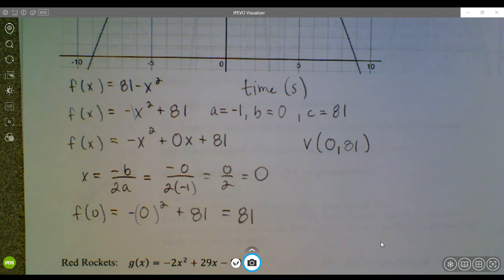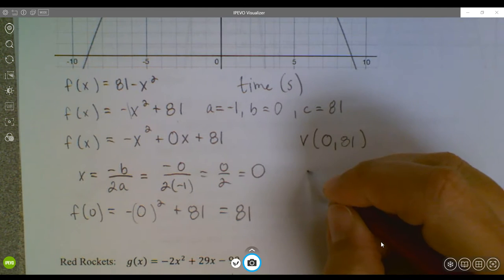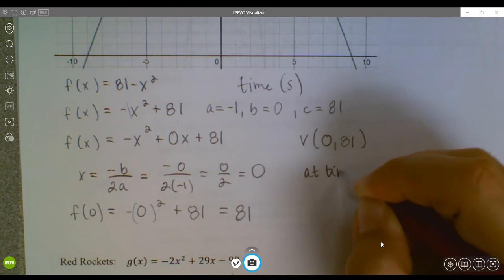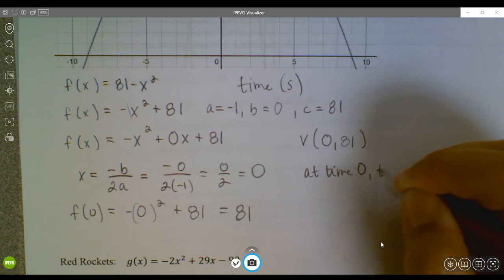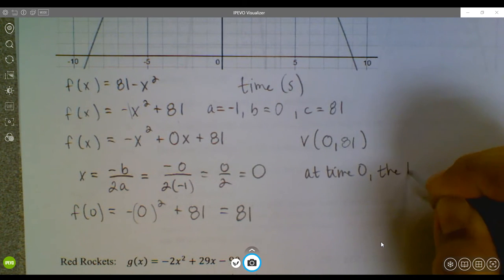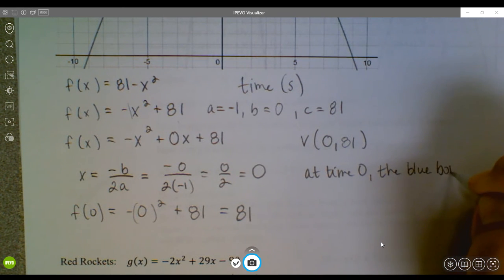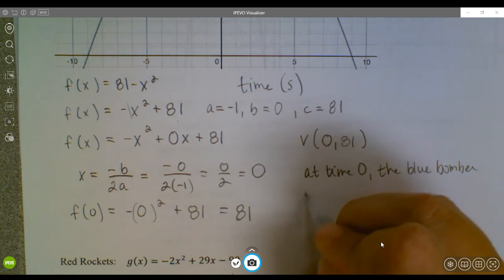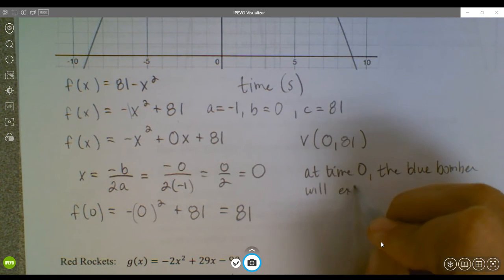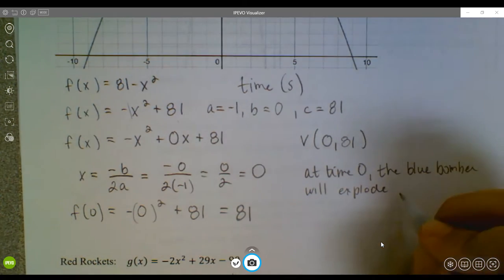Okay, if this were just any old graph, I would just answer 0, 81. But they've given me context. They've given me meaning here. They're saying at time 0, the blue bomber will explode when it is 81 feet high.